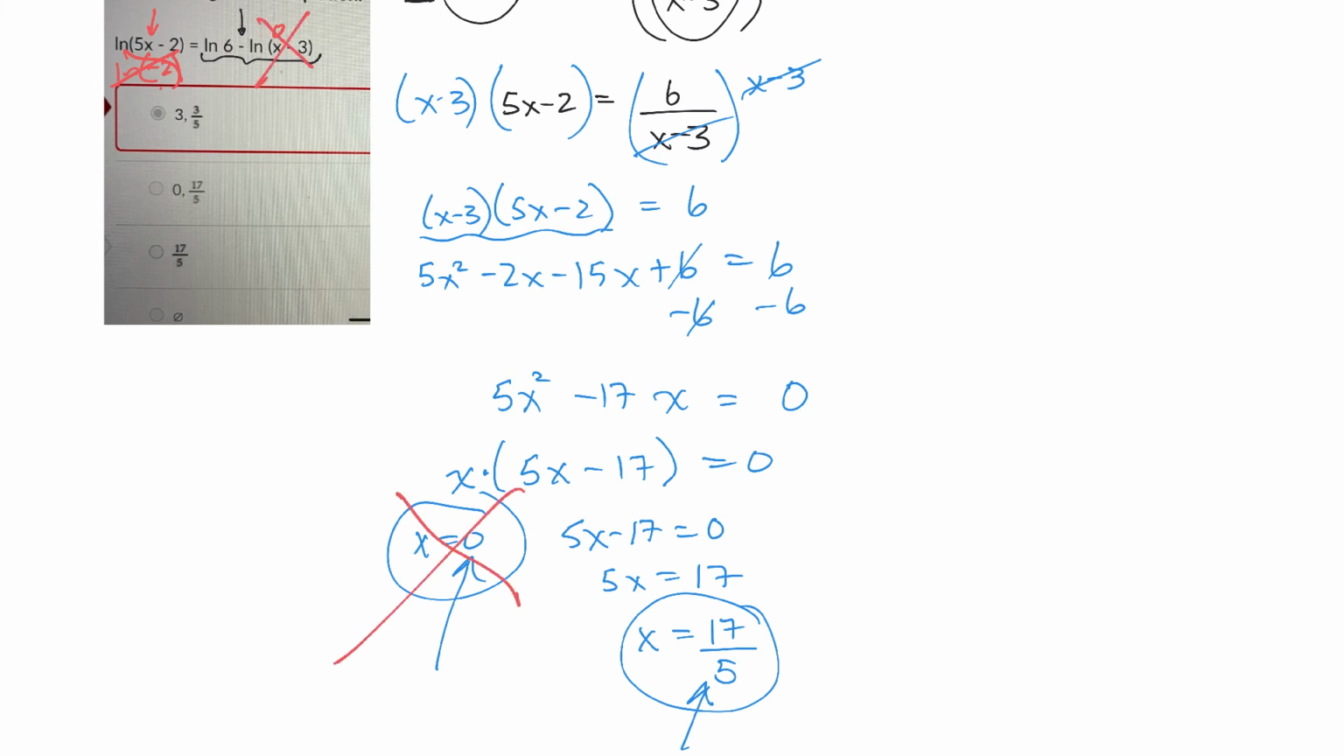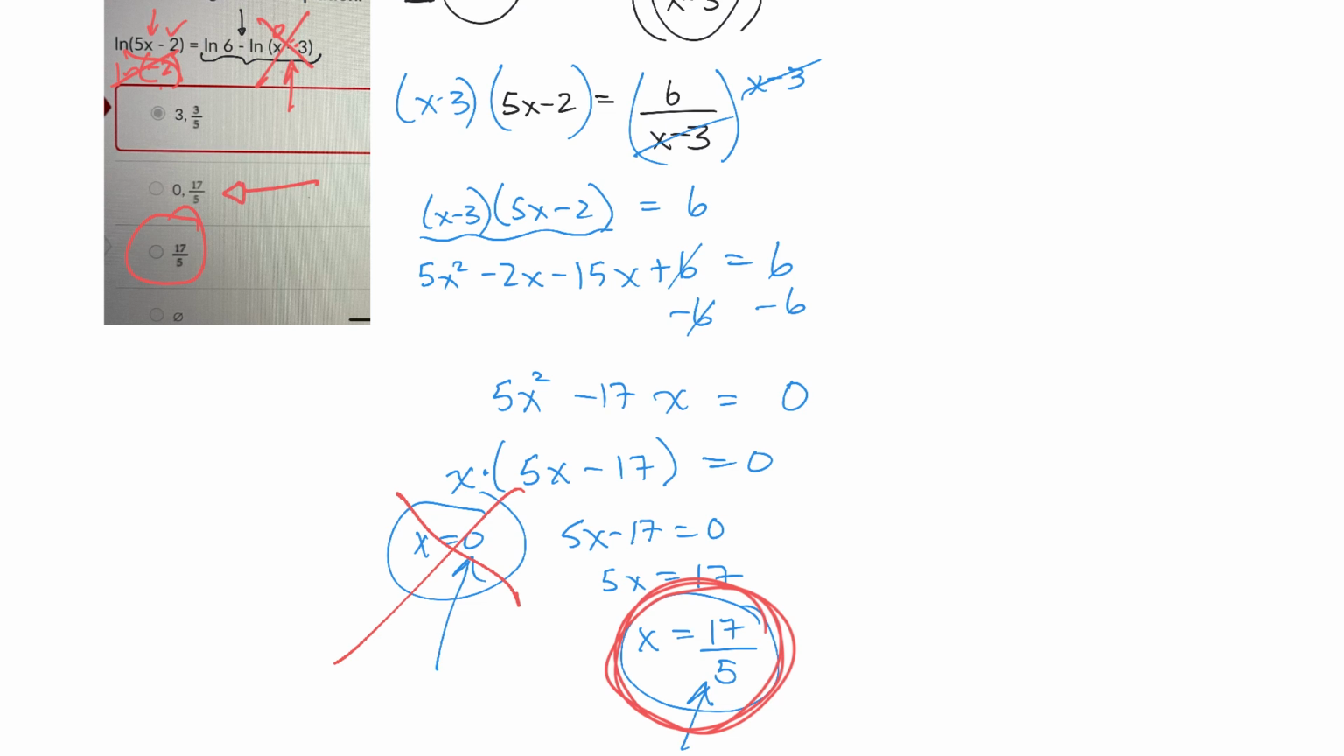So 0's out. 17 over 5, I think that would work there. 17 over 5 is 3 point something, so I think plugging in here would be okay too. So I would say my only answer is 17 over 5. I'd be going with that one. Oh, they did put both of them in there. Oh, that's a little nasty.